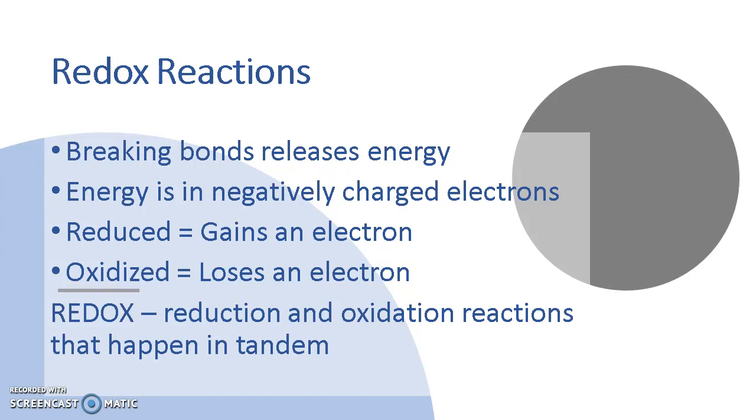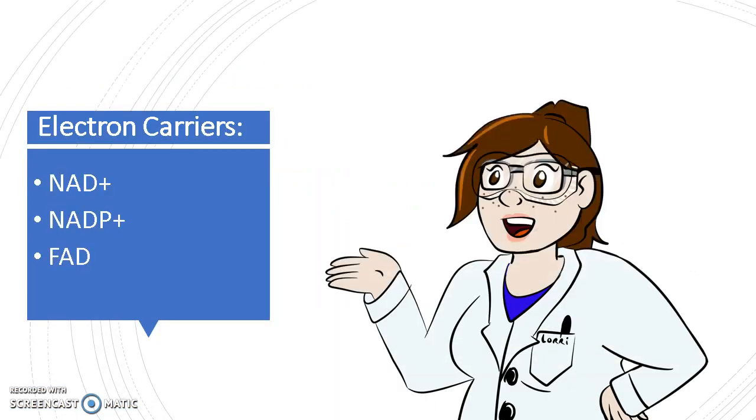When redox reactions happen in living cells, molecules that are easily oxidized or reduced are called electron carriers. These electron carriers include NAD, NADP, and FAD. They serve an important role in extracting energy and carrying it to be used in chemical reactions.